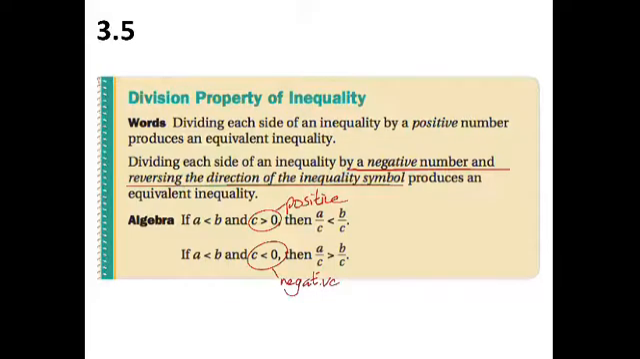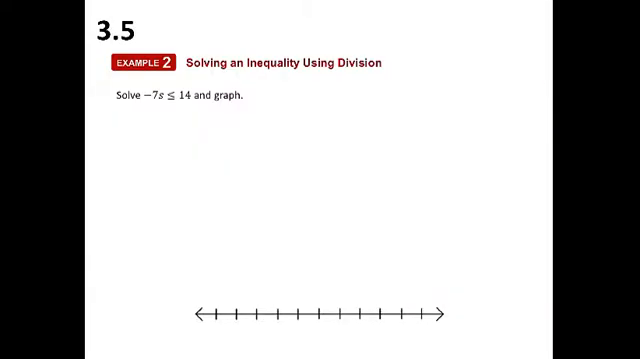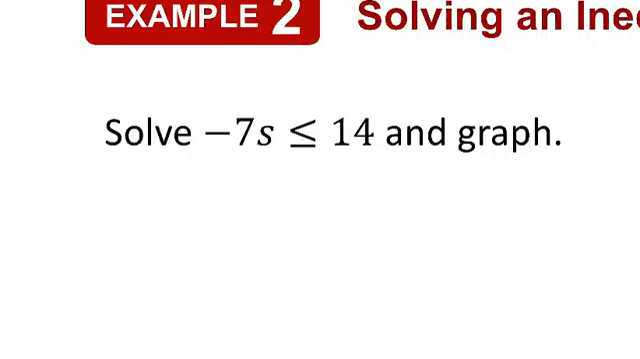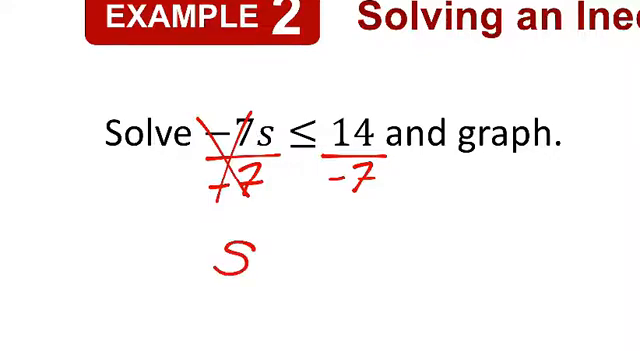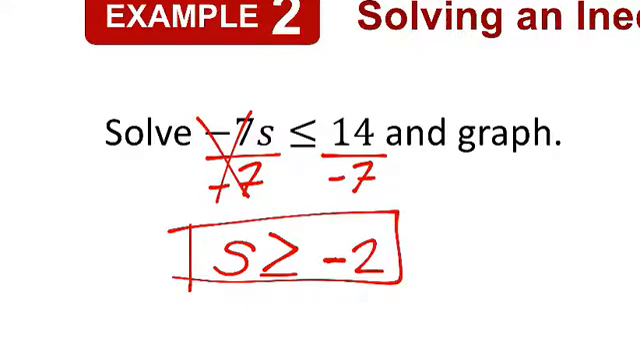Let's try that out as an example. So for example 2, it says solve negative 7s is less than or equal to 14. To solve for s, we need to divide both sides by that negative 7. That way on the left side, the negative 7 cancels out, and we're left with just s. On the right side, 14 divided by negative 7, positive divided by negative gives you a negative, and it gives us negative 2. Since we divided by a negative number, our inequality symbol changes directions, so we reverse it. It used to be less than or equal to, now it's greater than or equal to.